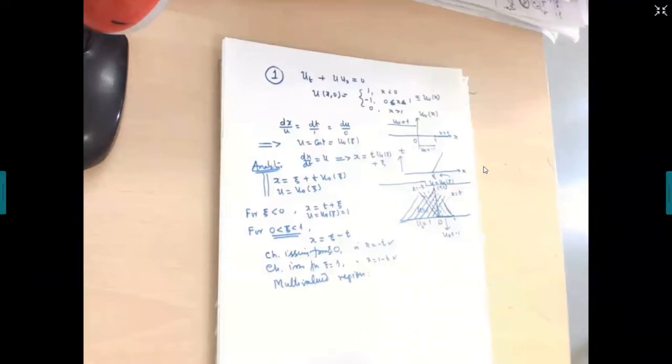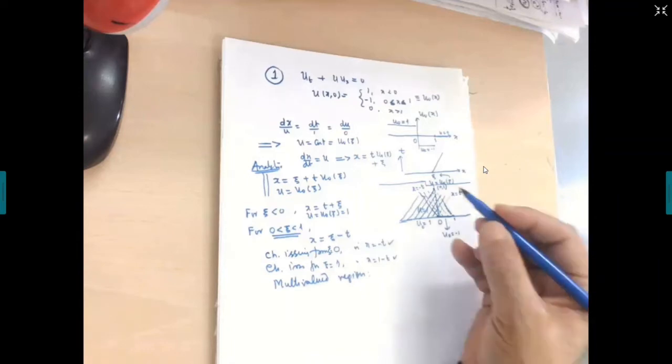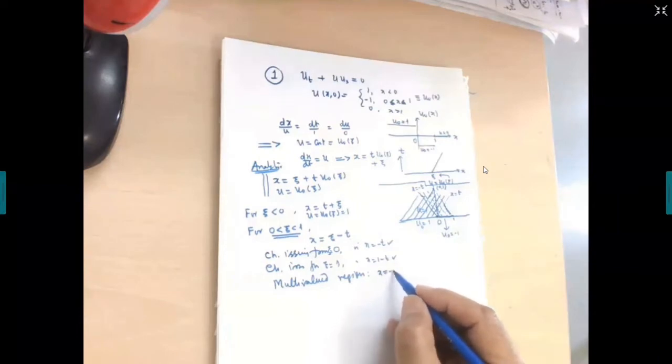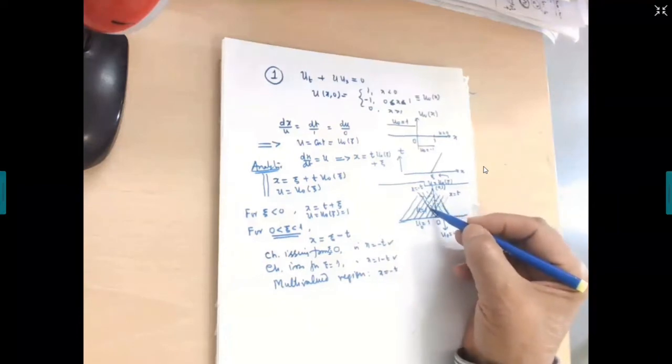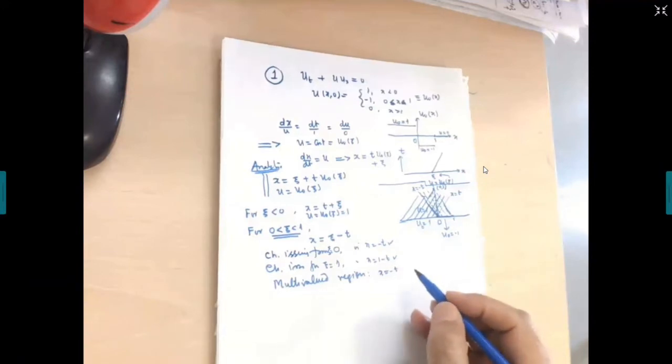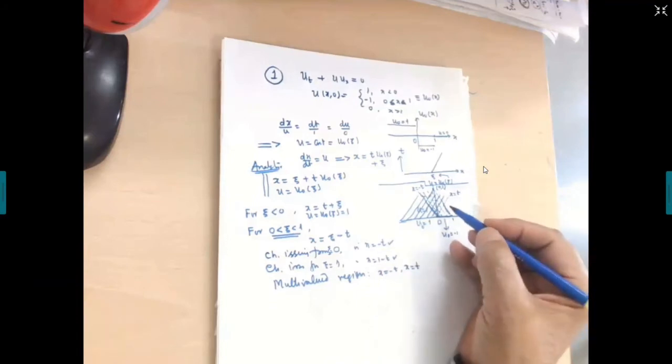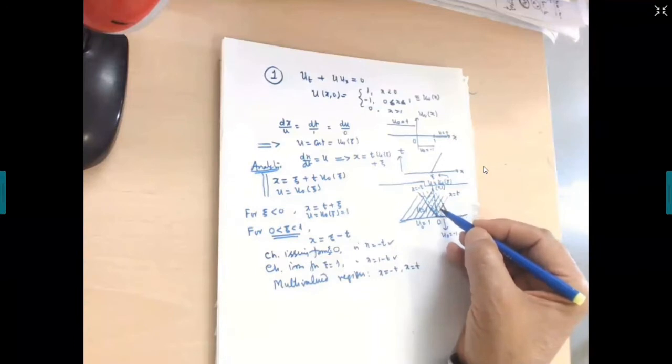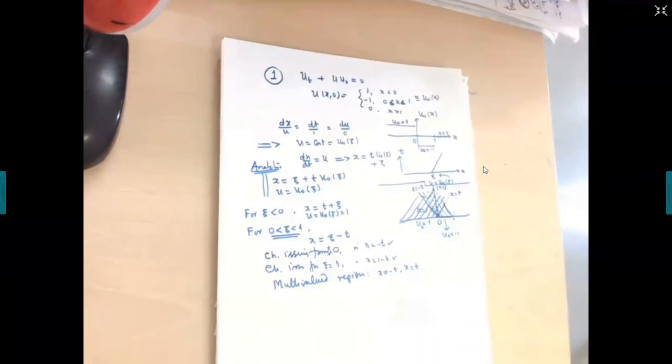Can you tell me the four sides of this multi-valued region? x is equal to minus t. Very good. Next. Then x is equal to t. Excellent. x is equal to 0, t equal to 1. Why t equal to 0? t equal to 1. Why t equal to 0?